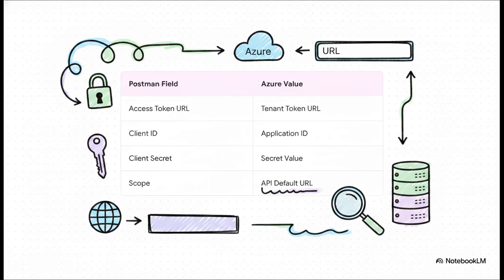To do this, we have to carefully map the required Postman inputs to the exact values we generated back in our Azure Management Office. You're going to construct the access token URL using your specific tenant ID. Then drop your application client ID right into the client ID field. Next, paste that unique handshake, the certificates and secrets value, into the client secret field. And finally, you'll set the scope to the default Business Central API address.